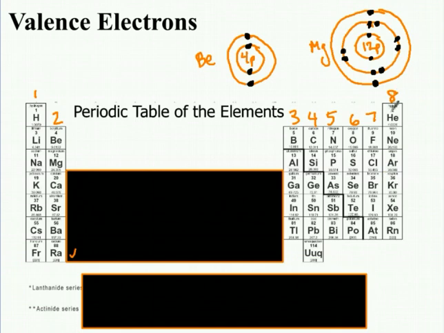The last column right here has 8 valence electrons, so I would end up having a full outer shell, except for helium. Helium would only have 2, since there's only 2 atoms on this row right here.